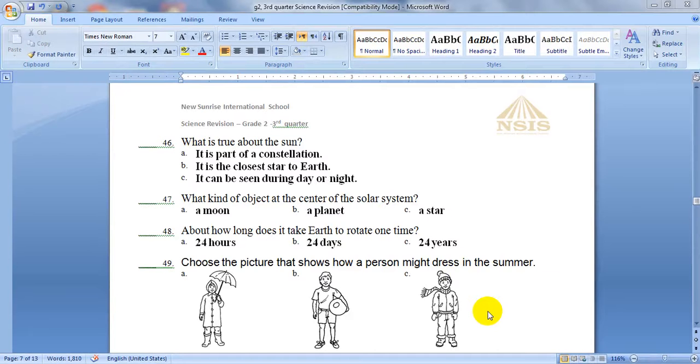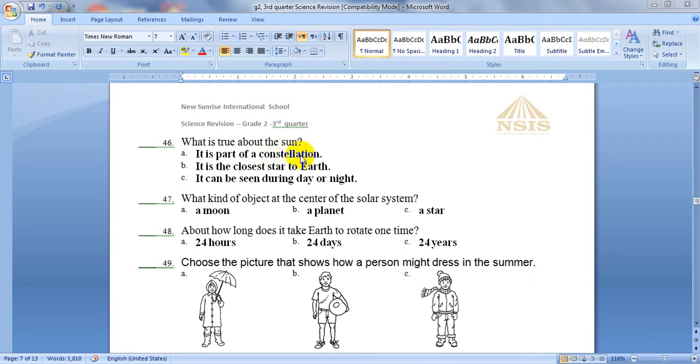We will start with question number 46. What is true about the sun? As we said, the sun is a star. It's giving off its own heat and light. Let's read the options or the choices.